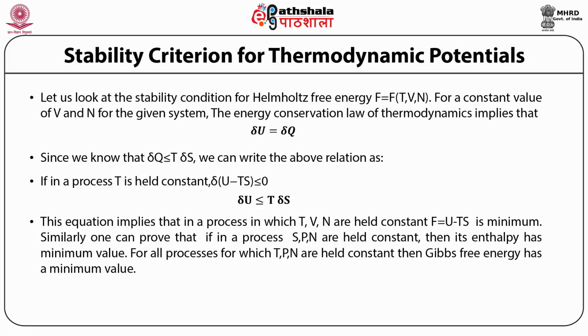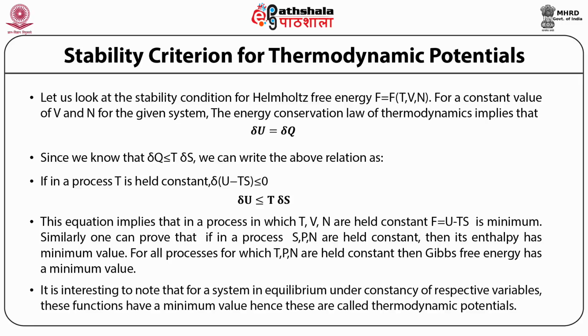Similarly, one can prove that if in a process S, P and N are held constant, then its enthalpy has a minimum value. For all processes for which T, P and N are held constant, the Gibbs free energy has a minimum value. It is interesting to note that for a system in equilibrium under constancy of respective variables, these functions have a minimum value, hence these are called thermodynamic potentials.